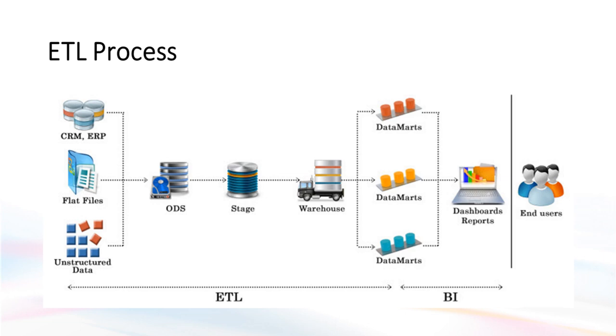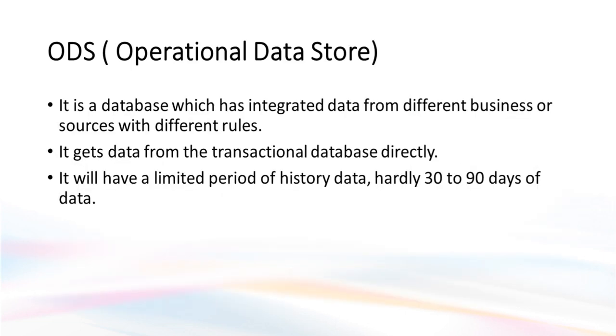Now let us see. ODS we already discussed. It is a database which has integrated data from different business sources with different rules. It gets data from the transactional database directly, and it will have a limited period of history data, hardly 30 to 90 days of data. After completion of 30 to 90 days, the data will be removed and fresh data will be loaded into the ODS. Again, we need to pass or transform the data to the data warehouse, right? So this is all about the ODS.